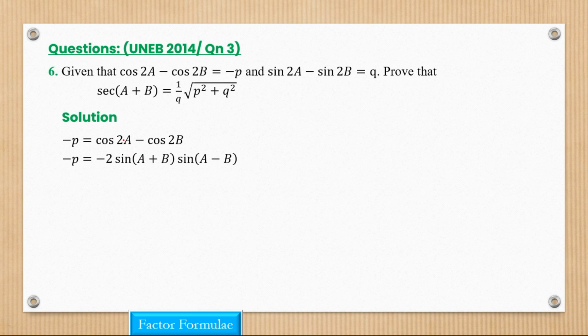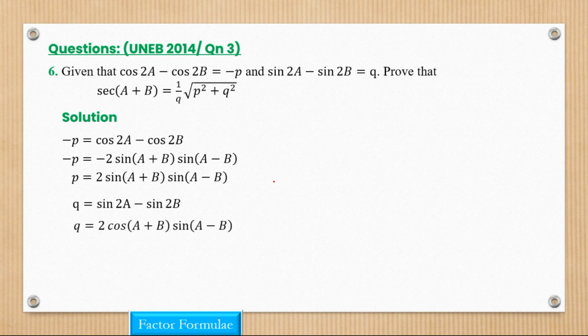Okay, because we have 2a, we have negative 2 sine, because if we add this and this, 2a plus 2b over 2 ends up being a plus b. Then 2a minus 2b over 2 ends up being a minus b. Alright, so we have that for negative p. We can see that the negative signs cancel and we have that. When you also simplify the q, when you expand it, it becomes this.